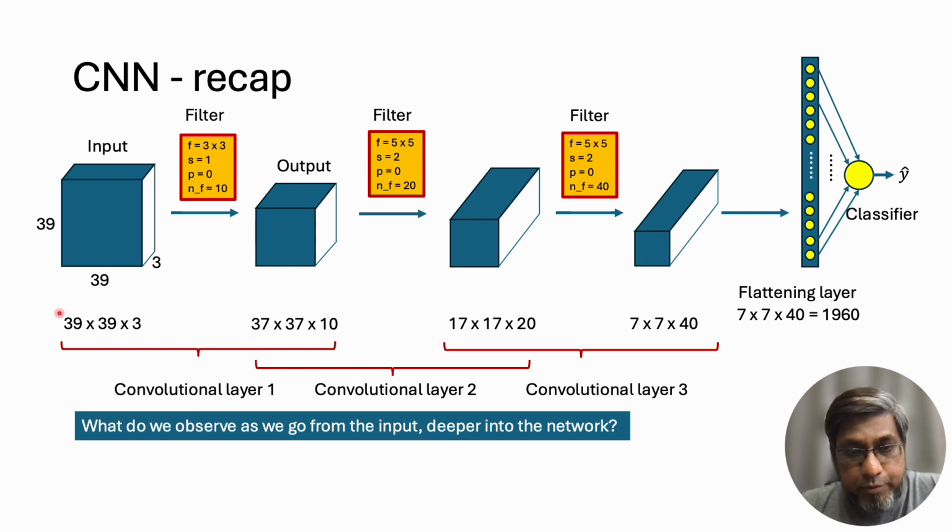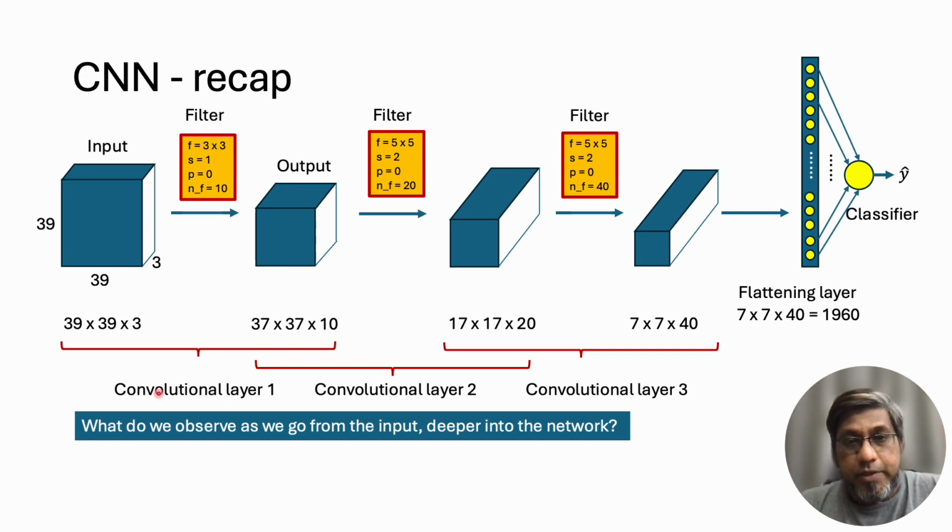In the input image, the width is 39 pixels and the height is 39 pixels. At the output of the first convolutional layer, the width is 37 pixels and the height is also 37 pixels. In the subsequent layer, the 37 by 37 width and height is reduced to 17 by 17 and then subsequently to 7 by 7 and so on. So overall, the observation that we see is that the width and height of the image becomes smaller as the image passes through the convolutional layers.